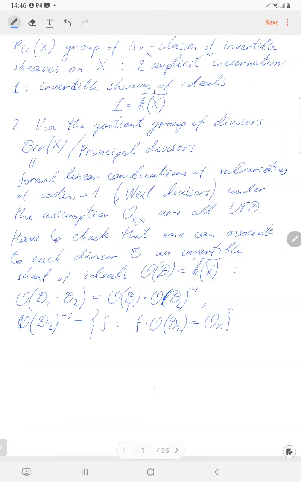And now another normalization is that the constant function 1 lies in O of D if this D is effective. That is, D is some linear combination of irreducible divisors, but all the coefficients are positive integers. Okay, so I guess we stopped approximately here last time, and now let's go on.